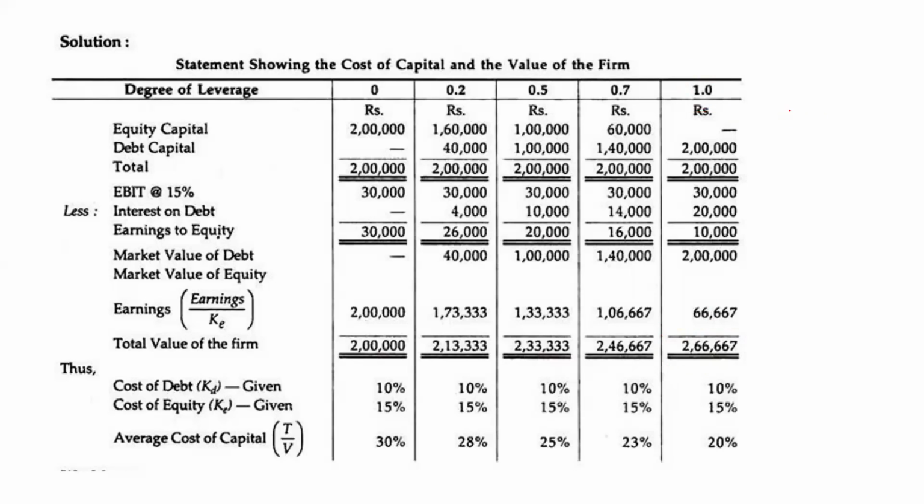So this proves that if you use a higher level of debenture, then you can increase the value of the firm to the maximum extent, and ultimately it reduces the overall cost of capital. You can see the average cost of capital in all the cases: 30, 28, 25, 23, and 20%. So 20% is the lowest, and that is in the last option. This is how you can make the comparison. Using a higher level of debenture ultimately leads to more value of the firm and a minimization of the cost of capital.